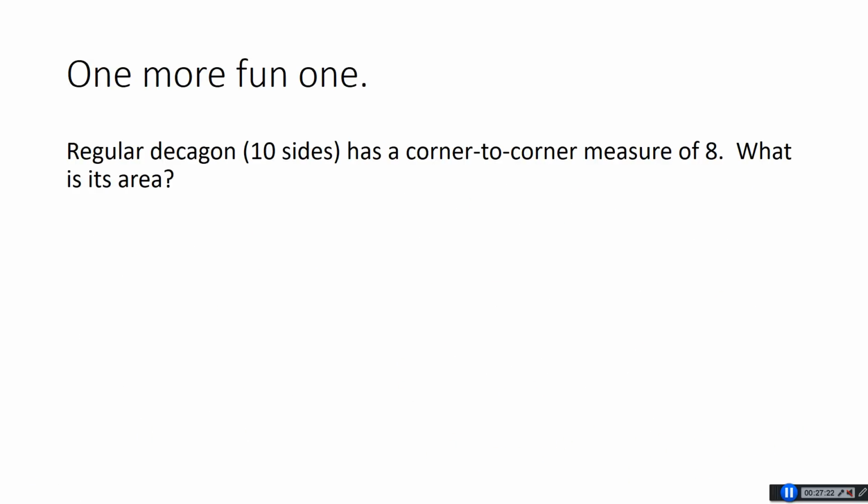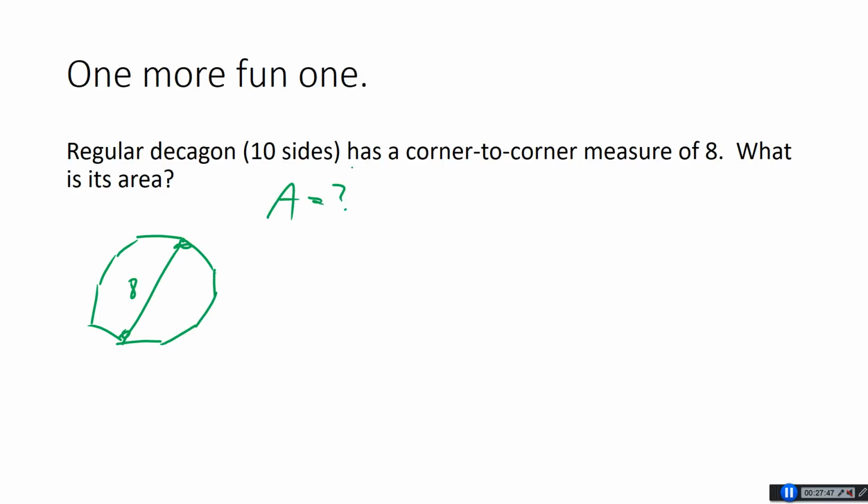So we will do this one all the way out. So we have a regular decagon. I'm going to try to draw that, but I think it's going to go miserably. Let's see what happens here. So 10 sides. 1, 2, 3, 4, 5, 6, 7, 8, 9, 10. Perfect. Look at that. It's an ideal decagon. Wonderful. Has a corner-to-corner measure from here to here of 8. Okay? What is the area?